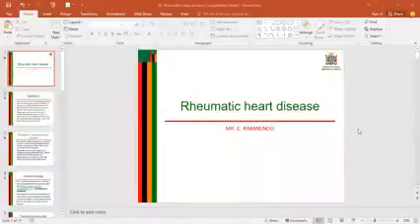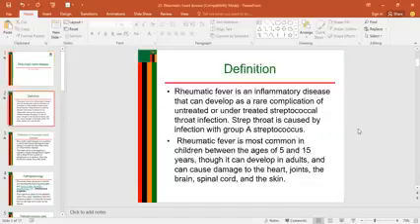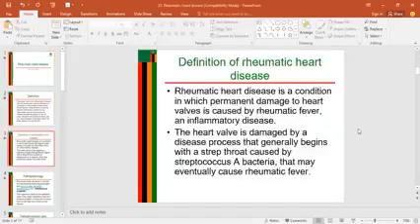Okay, so today in medicine, we are going to look at rheumatic heart disease. So this is another cardiovascular system condition. So we can define rheumatic heart disease as a cardiovascular system condition resulting in permanent damage to the heart valves caused by group A beta hemolytic streptococcus, characterized by fatigue, fever, as well as generalized body weakness.